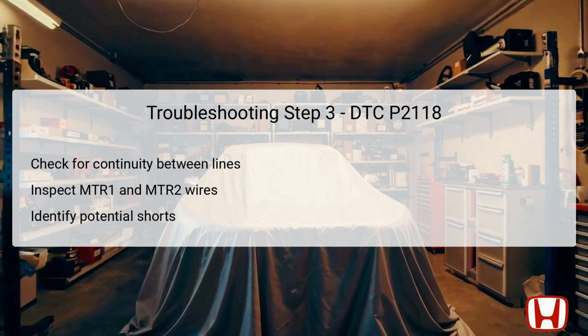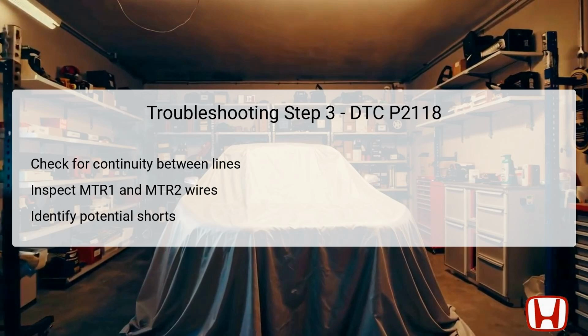Continuing with the troubleshooting process in Step 3, you're now focusing on the shorted wire check between the MTR1 and MTR2 lines. Begin by ensuring the vehicle remains in the off lock mode with the PCM connector E and throttle body 6P connector both disconnected. Next, measure the continuity between test points 1 and 2, which correspond to throttle body 6P connector terminals number 1 and number 2.